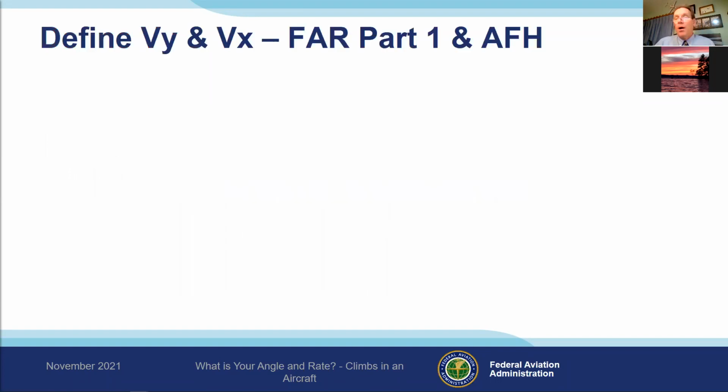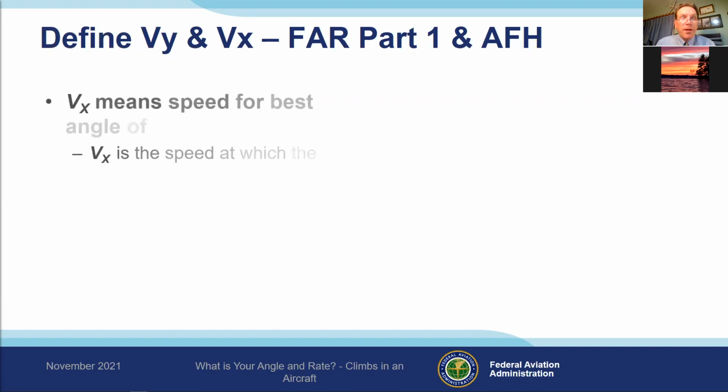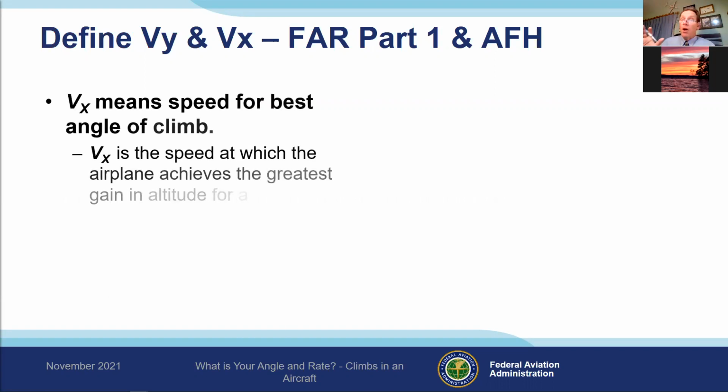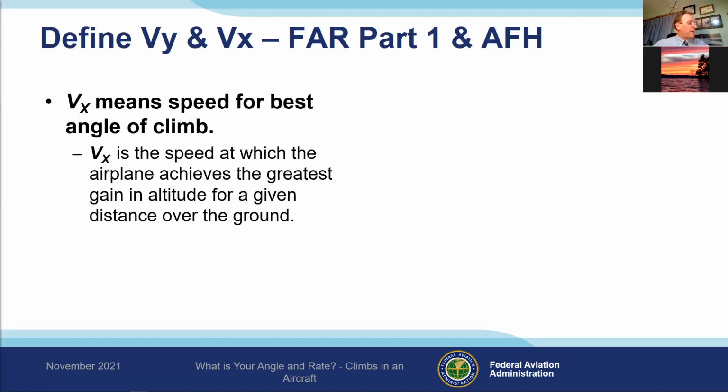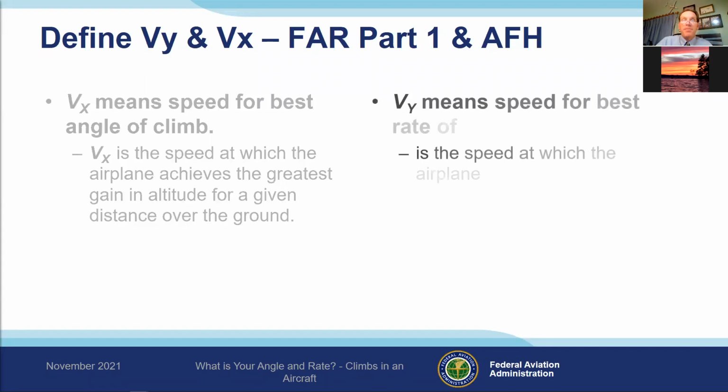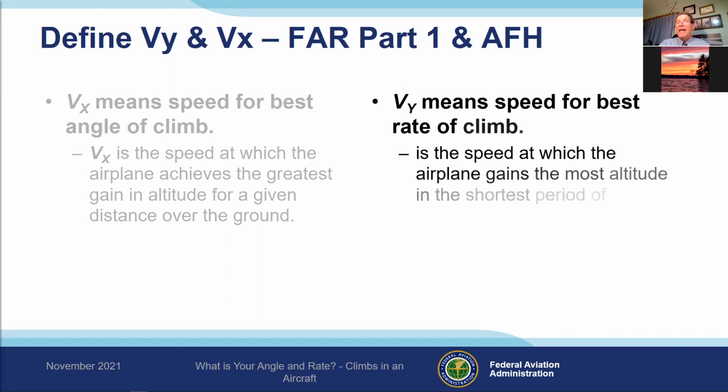So you've probably heard of VY and VX before. If we take a look at FAR Part 1 and also the Airplane Flying Handbook, which was just recently updated, here's what we have as the definitions. VX is the best angle of climb speed. I'll be using the little toy airplane a few times this evening, but we're talking about how steep that angle of climb is. And then VY means the speed for best rate. That is the most gain in altitude that you have over the shortest period of time.